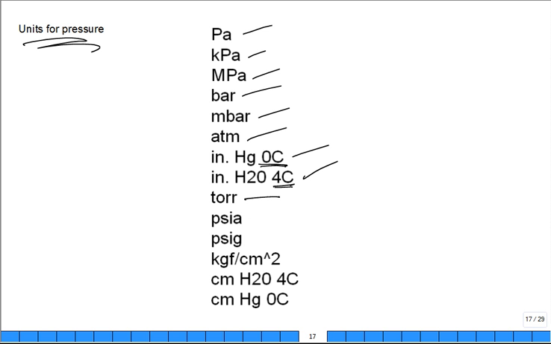Torr, we just talked about that. PSIA, PSIG, and what? Kilogram force per centimeter squared? Isn't that the answer I asked you about? What's that gauge reading on that one side with a kg per centimeter squared? Pretty neat, huh? So what's a kilogram force?